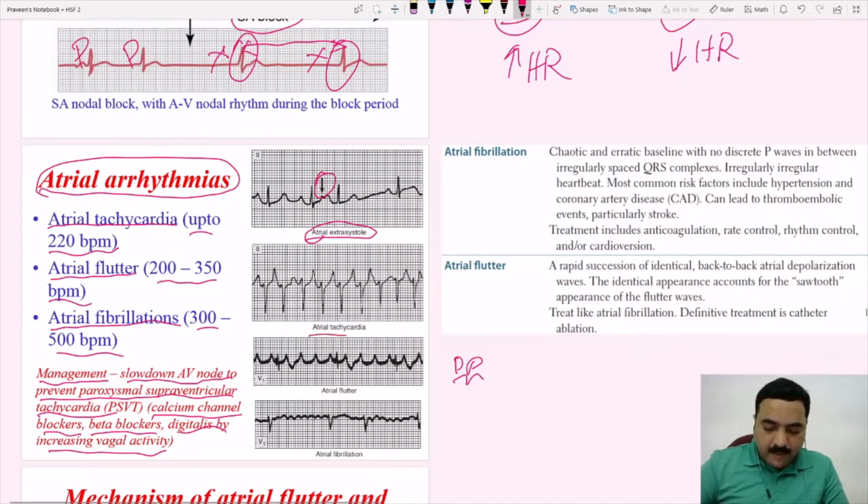Now atrial tachycardia. All the rhythm is normal, every P wave is immediately followed by a QRS. The QRS is there, so the rhythm itself is just high, an atrial tachycardia, which is also not good.